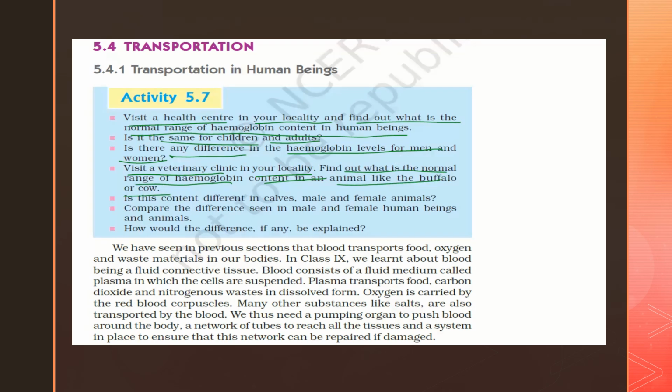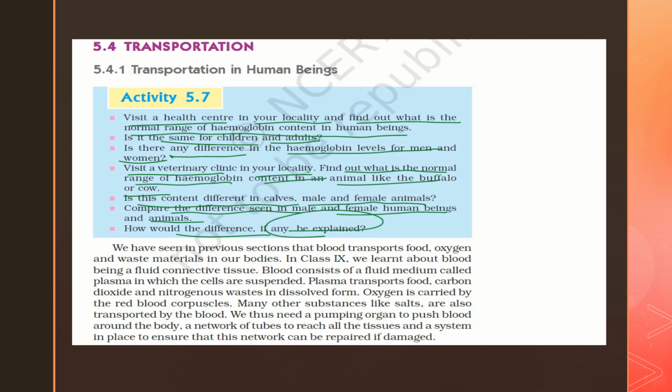Like humans, if you visit the veterinary doctor, they will tell you the amount of hemoglobin content in a cow, a buffalo, a dog or a cat. Is this content different in calves, male or female animals? You should compare that and analyze the results. Compare the difference seen in male and female human beings and that of male and female animals. What would be the difference and how could you explain it?